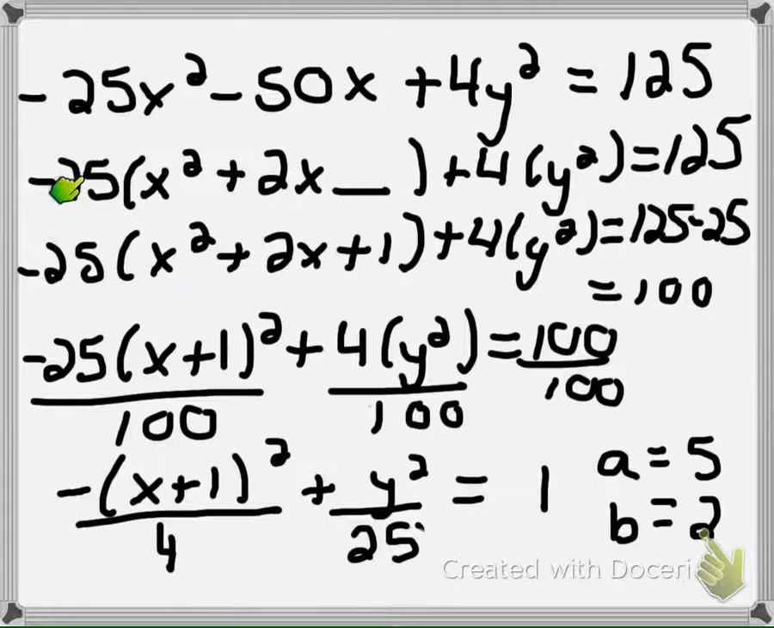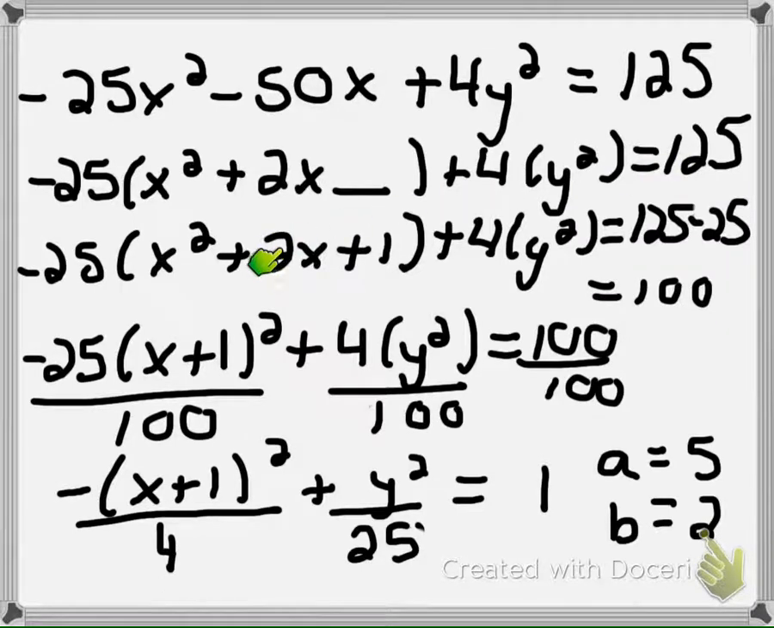I factored out this negative 25. And if you do that, you're left with x squared. If you factor out 25 here, you're left with 2x. I know I'm going to have to put something here. And then I'm going to have 4, I'm factoring out the 4 from the y squared. And this is equal to 125.